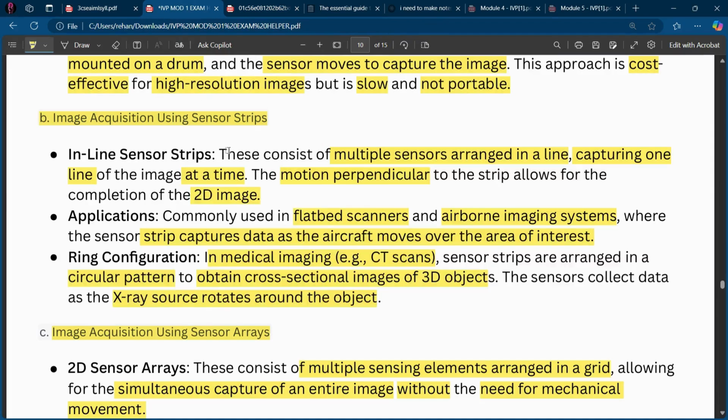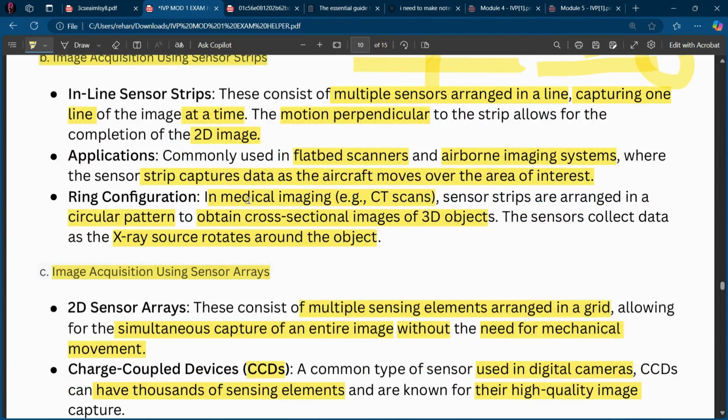Obviously you have seen this in some movies where they send the whole person through some circle-type thing. That's nothing but a cross-sectional view of your body. So it captures one line at a time. The motion is perpendicular to the strip. See, this is the circle, and the sensor strip is like this. The motion is perpendicular, like that. So it's nothing but a tunnel, and you are moving just like this, passing through the tunnel.